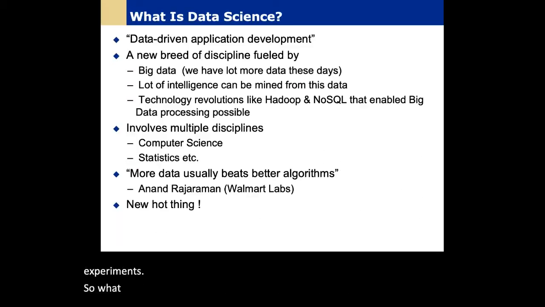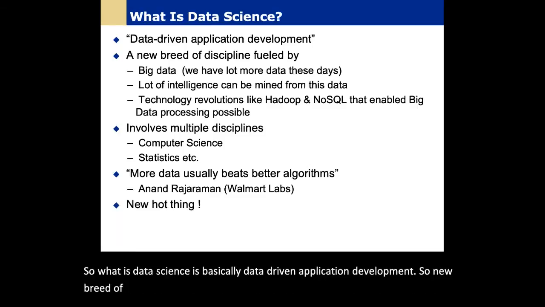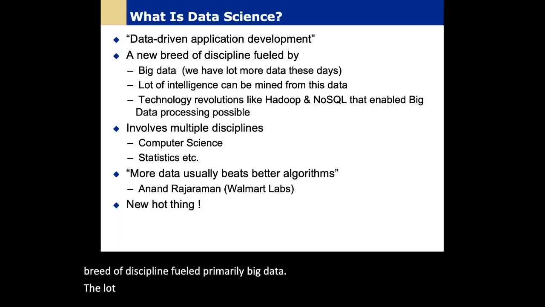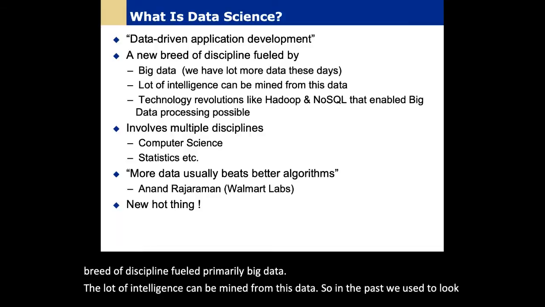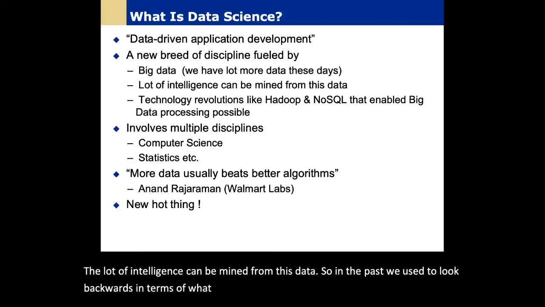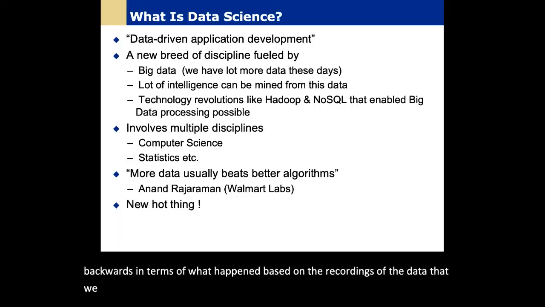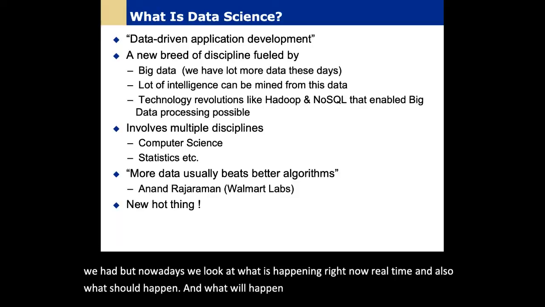So what is data science? Data science is basically data-driven application development. It's a new breed of discipline fueled primarily by big data. A lot of intelligence can be mined from this data. In the past, we used to look backwards at what happened, based on the recordings of the data that we had. But nowadays, we look at what is happening right now, in real time, and also what should happen and what will happen. It's the prescriptive and predictive technologies that we have today.